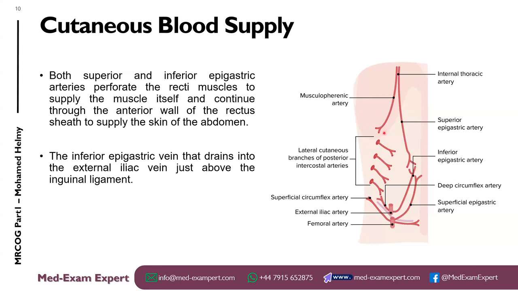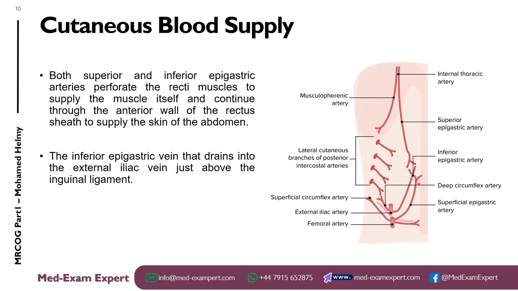Also, the superior and inferior epigastric arteries both perforate the rectus abdominis muscle to supply the muscle itself and continue until reaching the anterior wall of the rectus sheath to supply the skin of the abdomen. So they arise deeply, then they perforate the muscles until reaching the skin.